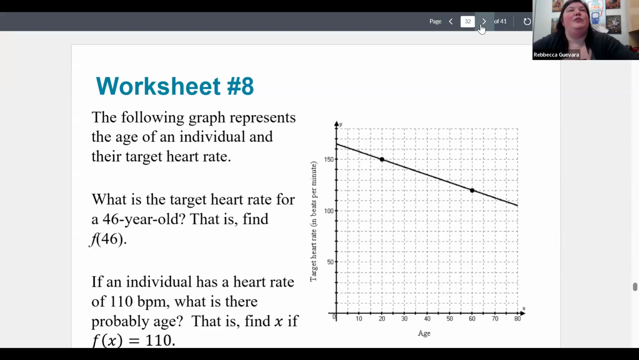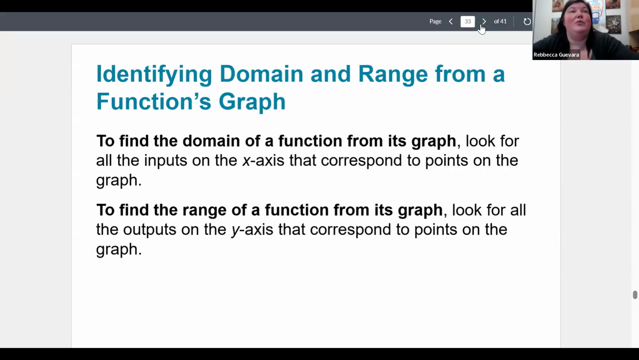So graphing: find the domain of a function from its graph. We look at all the inputs on the x-axis that correspond to points in the graph. To find the range of a function from its graph, we look at the outputs on the y-axis that correspond to points on the graph.